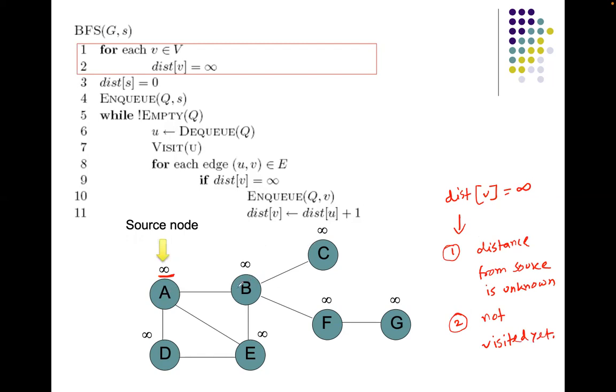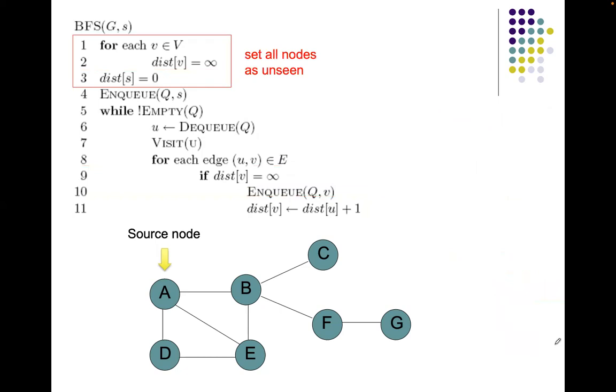Let's see here, we have 1, 2, 3, 4, 5, 6, 7 nodes. If we have a distance array, and the distance value of a particular node, let's say this is the first node A, is infinite, that means the distance from the source is unknown. We do not know what the distance from the source is, and it also means that the node has not been visited yet. So first we are going to set all the nodes as unseen, meaning unvisited.